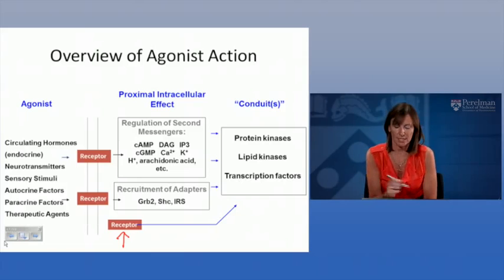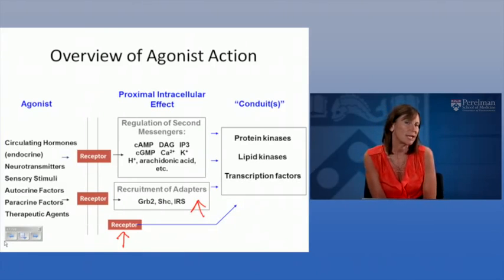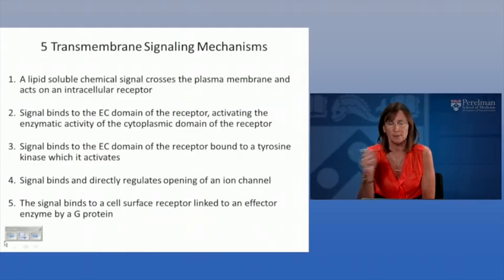In addition, you can see down here the concept of the recruitment of adapters, which may function as an allosteric activator, inhibitor, or just as an amplifier or a reducer of the proximal intracellular effect. So agonist, binding to receptor, bringing about a series of second messenger signaling pathways.